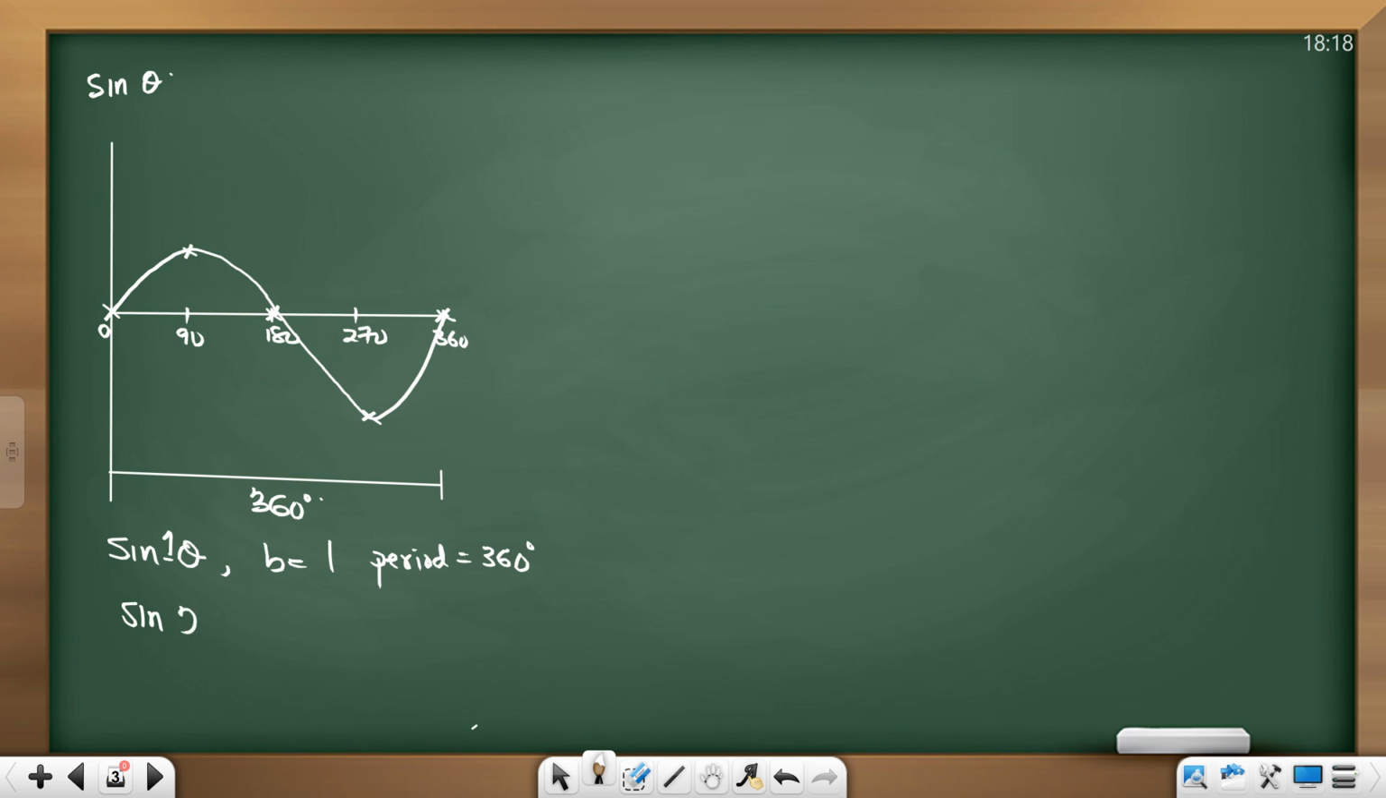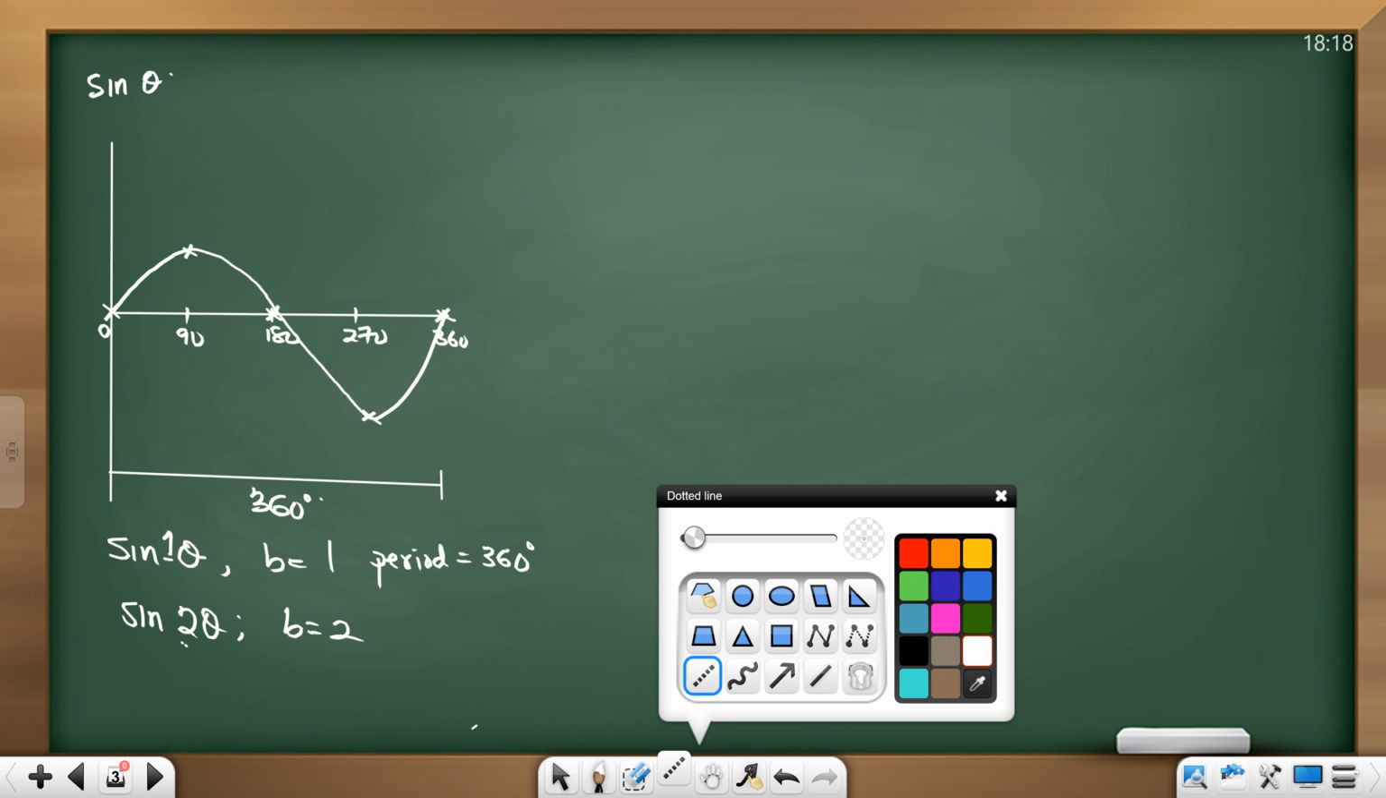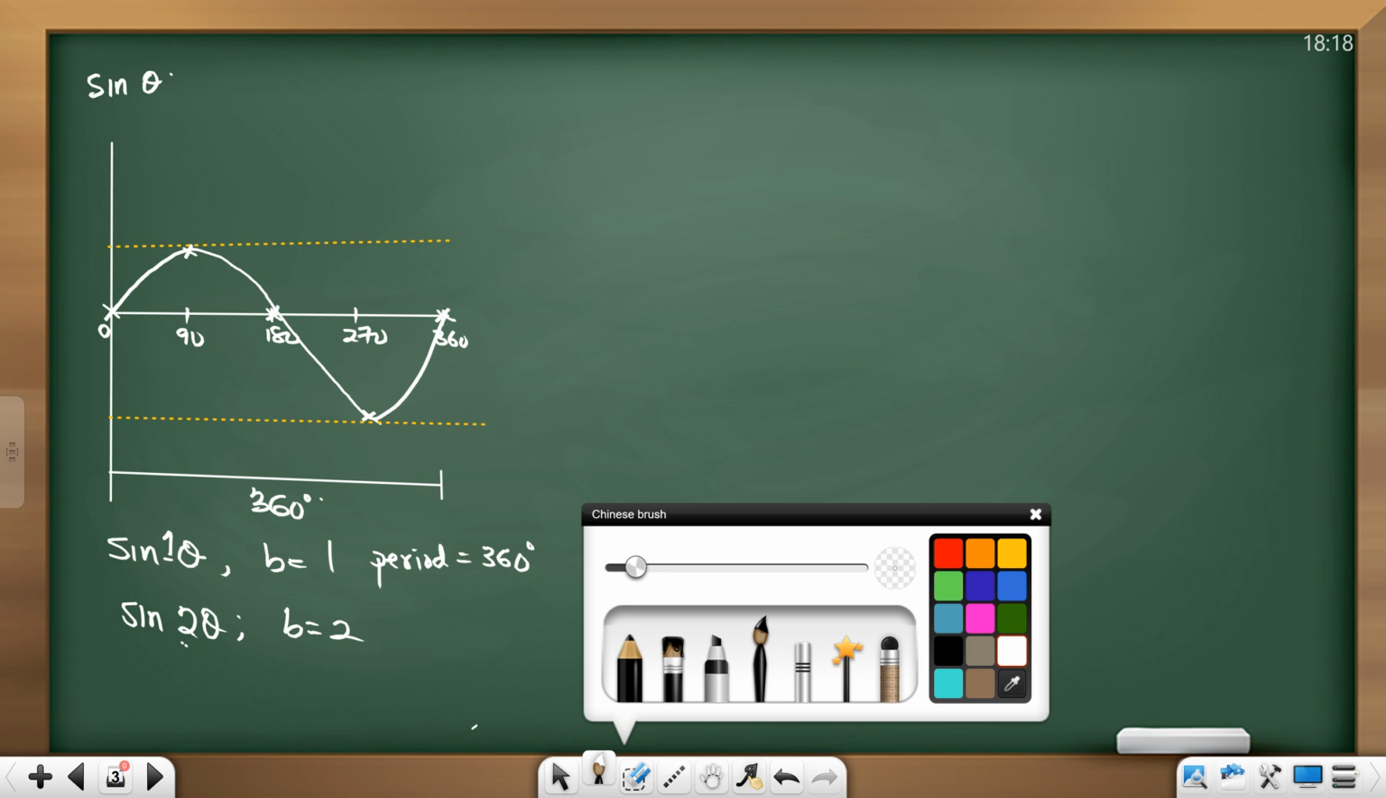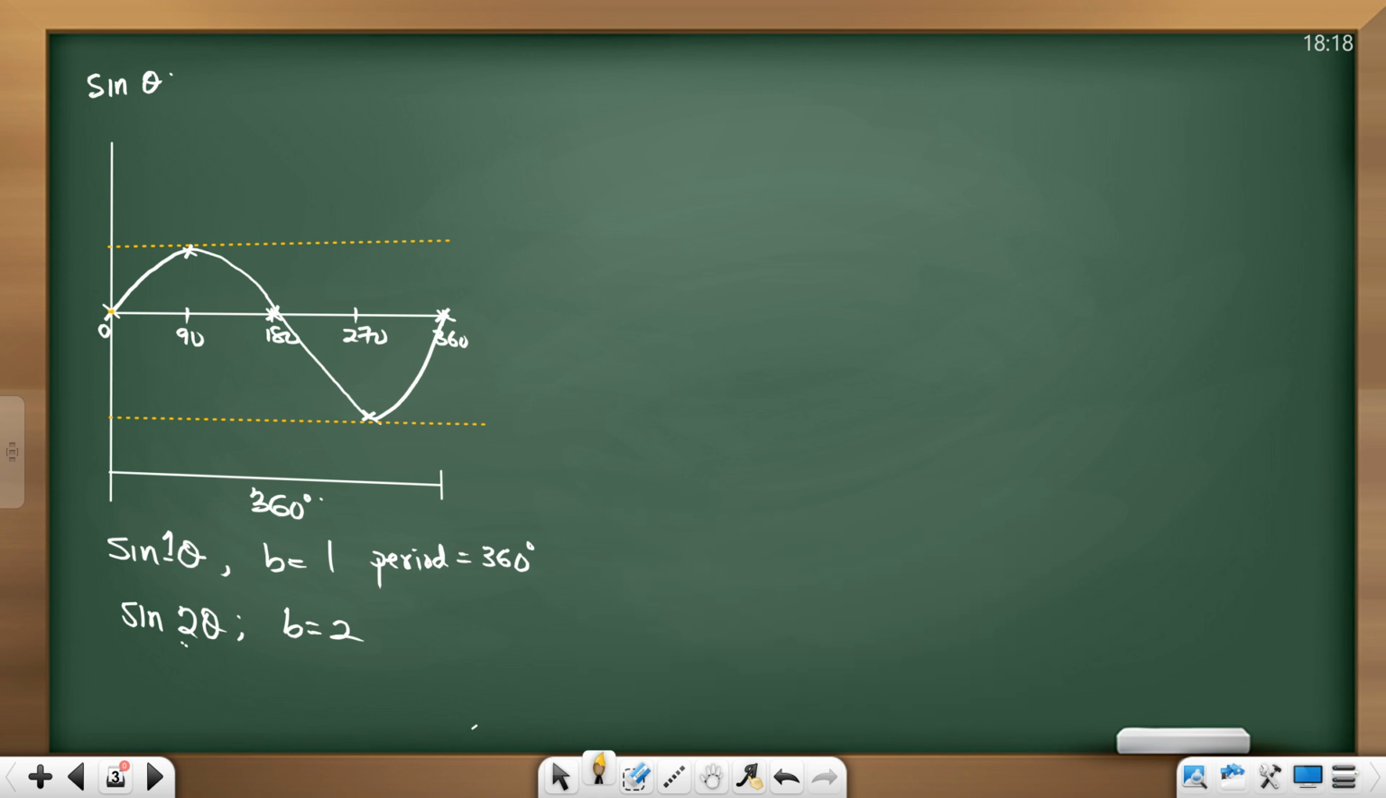If I have sine 2 theta, what am I saying? I'm saying draw me 2 graphs. You see, this is B. Draw me how many graphs? 2 graphs in the space of what? 360. Don't move out of the space of 360. Let me put that as a guide. Look at what it will be, because I must squeeze in 2 graphs there.